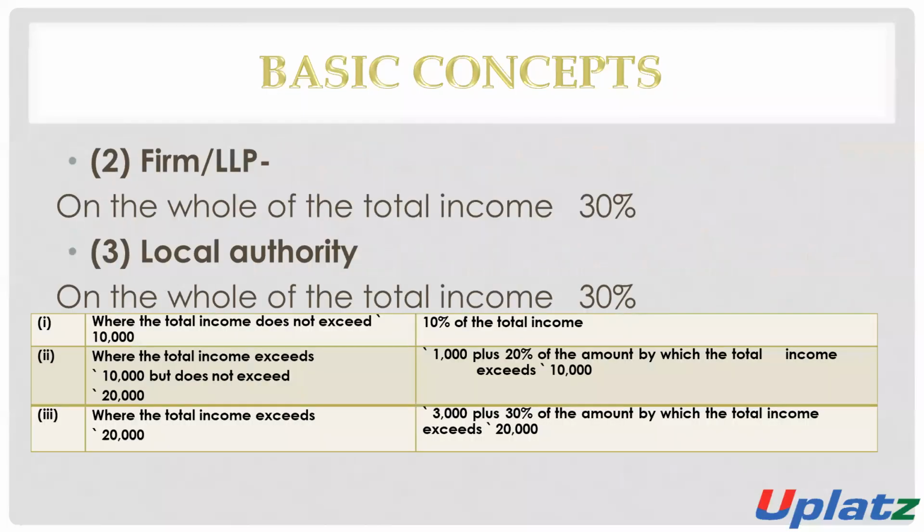Now, in our previous slides, we have discussed the taxation of individual, HUF, AOP, BOI, and artificial juridical person. Now, what will be the tax rate in the case of firm and LLP? In the case of firm and LLP, the total income of the firm and the total income of the LLP will be taxable at the rate of 30%.